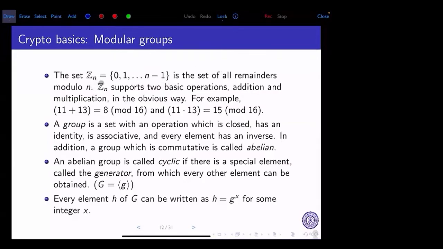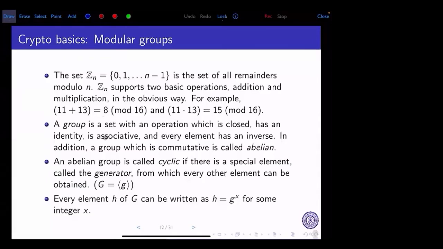That's called Zn, right? And Zn supports two basic operations, addition and multiplication, in the obvious way. So 11 plus 13 is 24, and if I divide that by 16, the remainder is 8. So we say that 11 plus 13 is equal to 8 in the mod 16 operation. Or 11 times 13 is 15 in the mod 16 operation, right? So this is how we do additions and multiplications in modular groups.